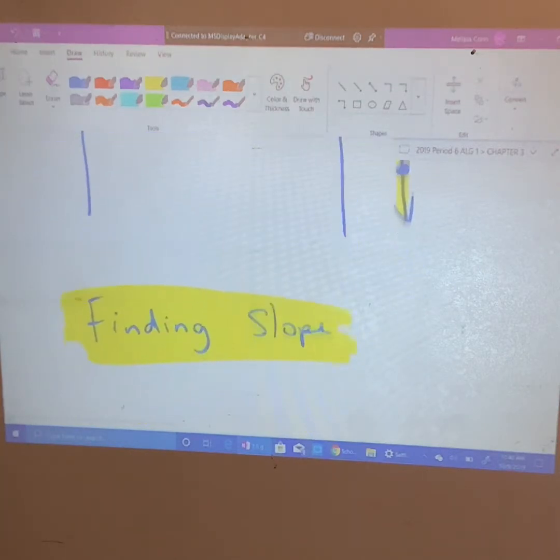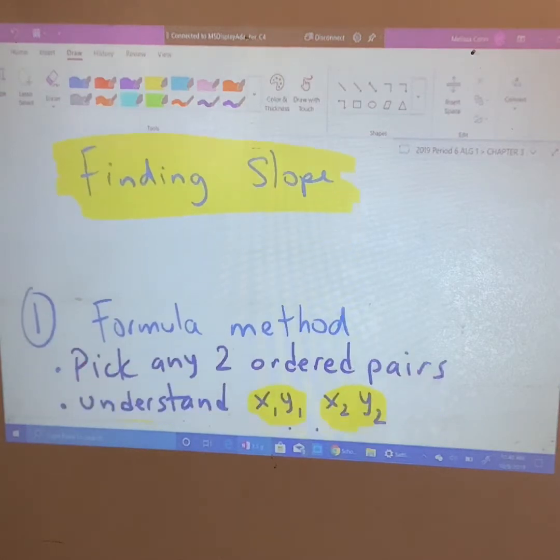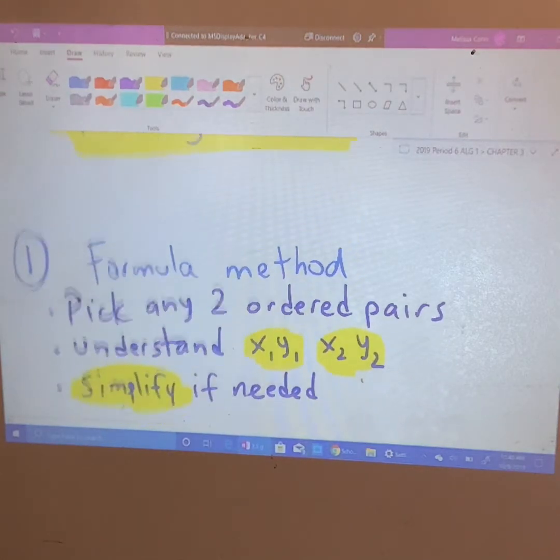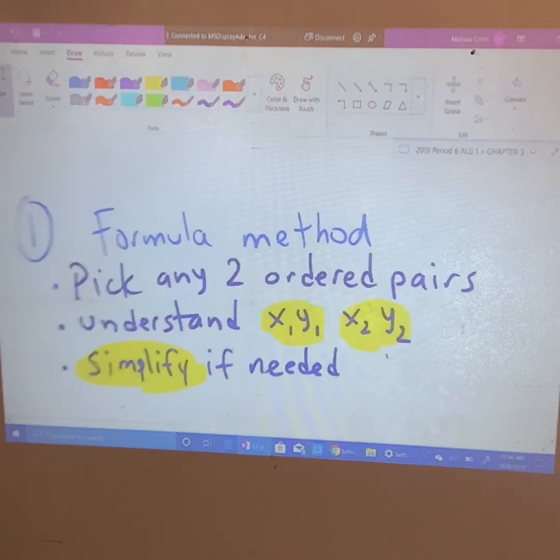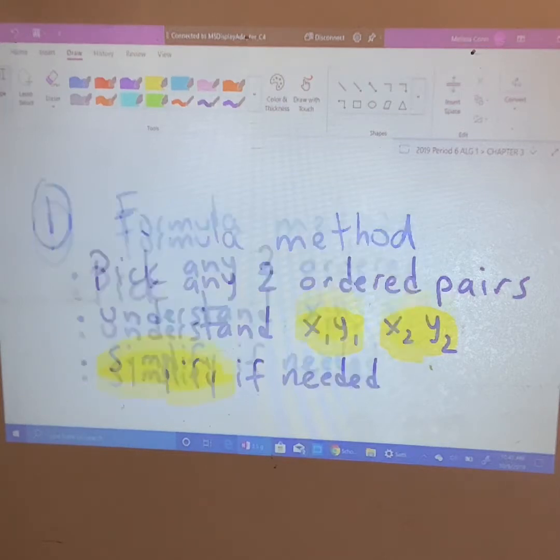If you want to go along with me, that would be great. Otherwise, you can just watch. So in finding slope, we're going to use the formula method. In this method, here's what you do. You just need to pick any 2 ordered pairs. It doesn't matter which ones, just pick 2. And make sure you understand which one is the x1, y1 and the x2, y2. Once we're done doing the math, which is straightforward subtraction, always simplify your fraction if necessary. Always simplify. All right, here we go.